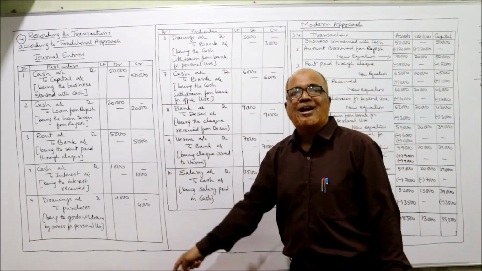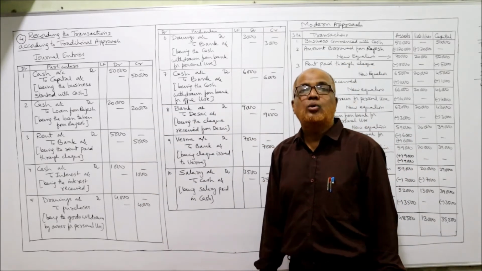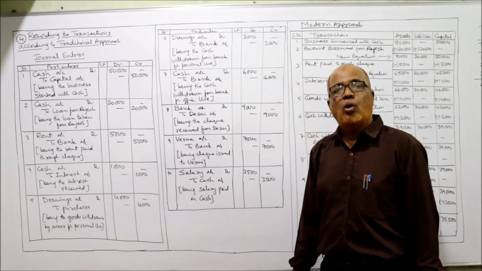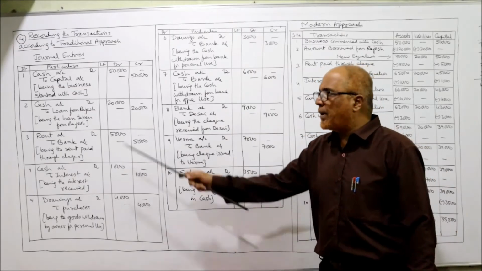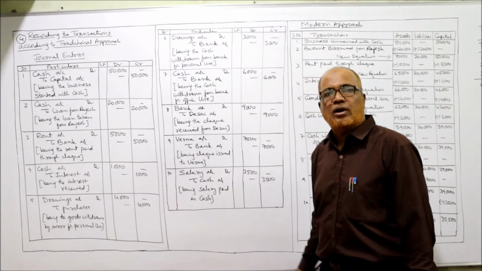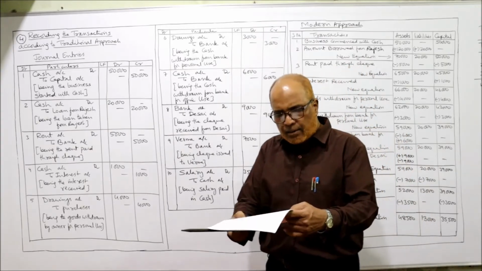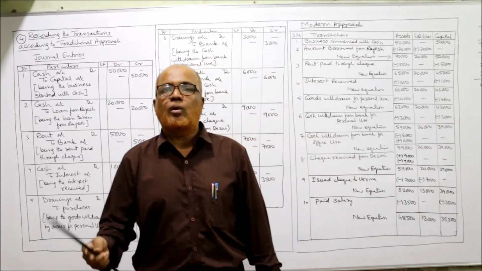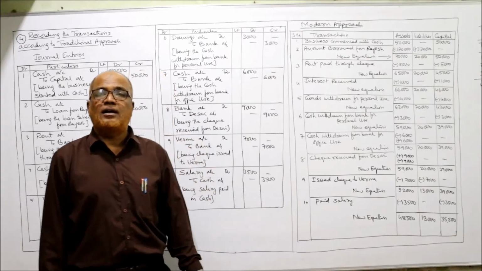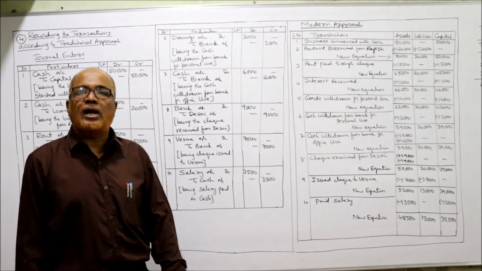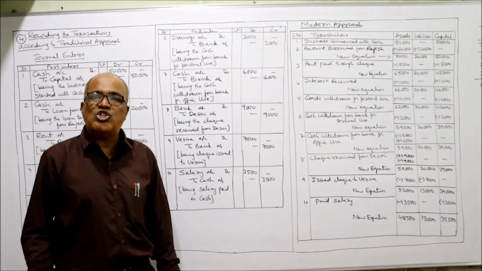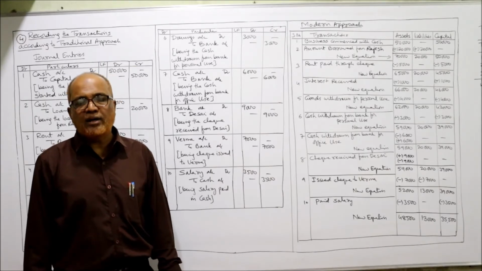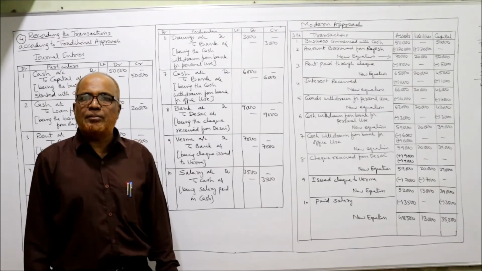So this is a recording of transactions according to the traditional method, the old method, the conventional method. By passing the journal entry, we have recorded the transactions. Now the same problem is asking you to record according to the modern method. The modern method is called the accounting equation method.